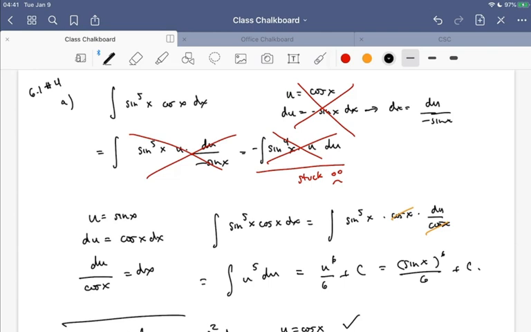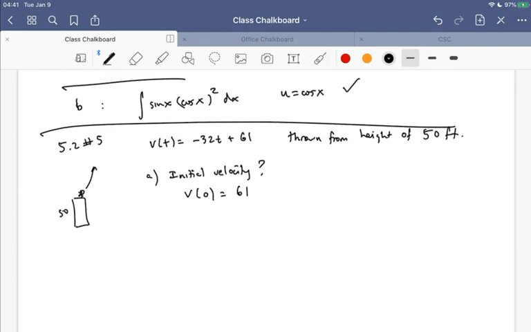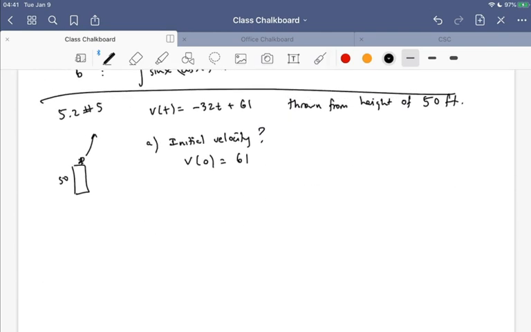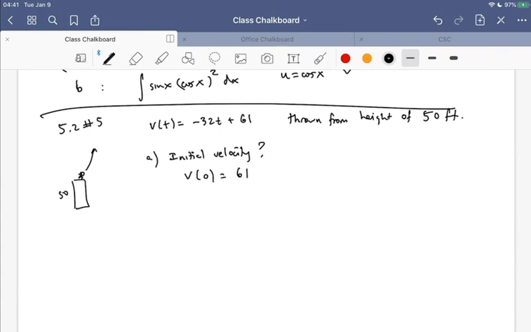So yeah, sorry, back to our physics problem. The initial velocity is 61, but what are the units for this? Well, it's a velocity, so it's a distance unit divided by a time unit, and in this particular problem, feet is the distance unit, and seconds is the time unit, so it's feet per second.